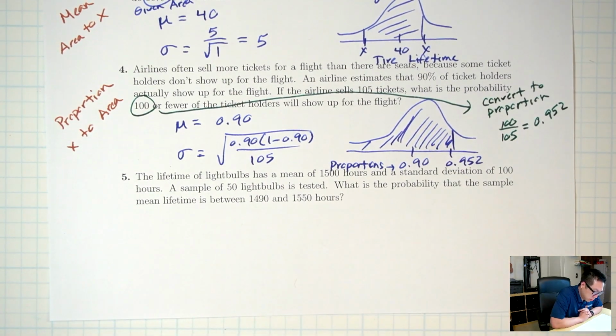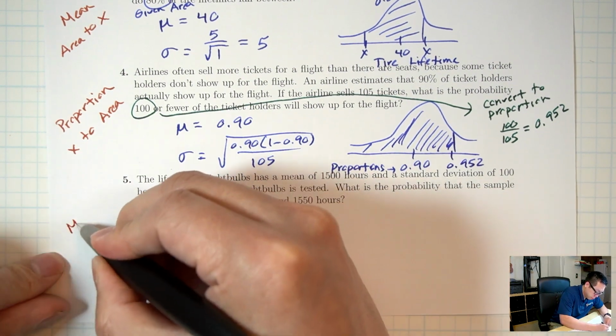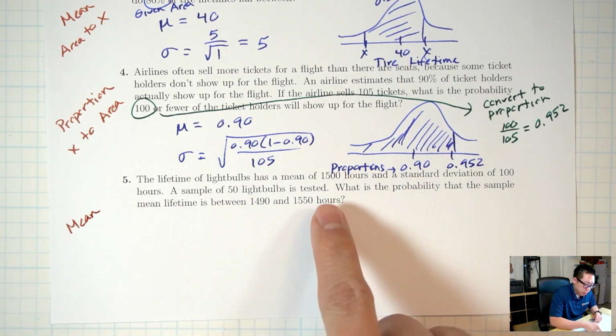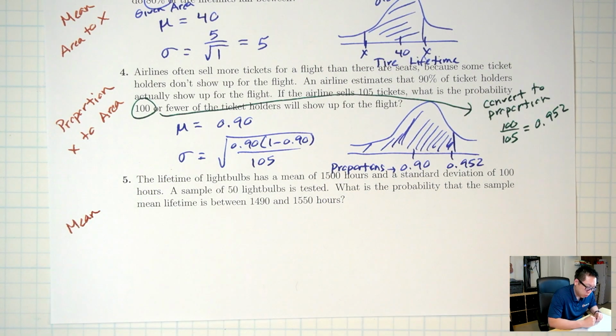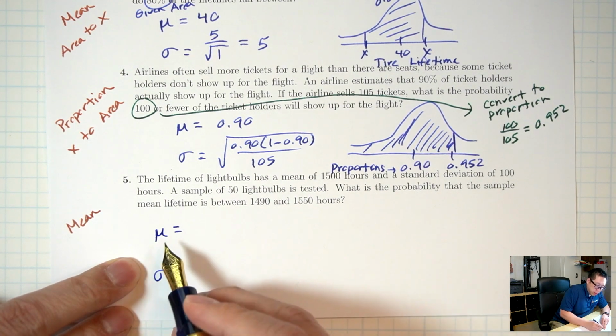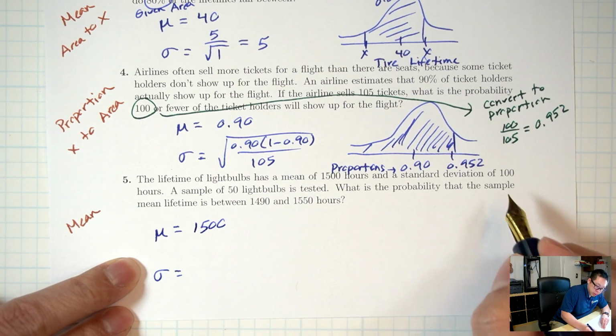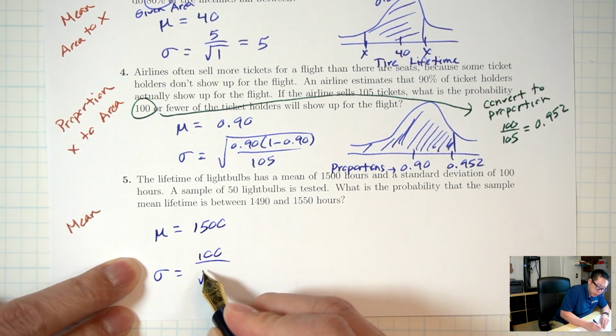5. The lifetime of light bulbs have a mean. So I saw the word mean. I know for sure this is a mean question. 1,500 hours and a standard deviation of 100 hours. A sample of 50 light bulbs is tested. What's the probability that the sample mean lifetime is between 1,490 and 1,550? All right. It's a mean situation. Let's write down the mean and a standard deviation. The mean here is 1,500. Standard deviation is the original standard deviation, which is 100 divided by square root of n.